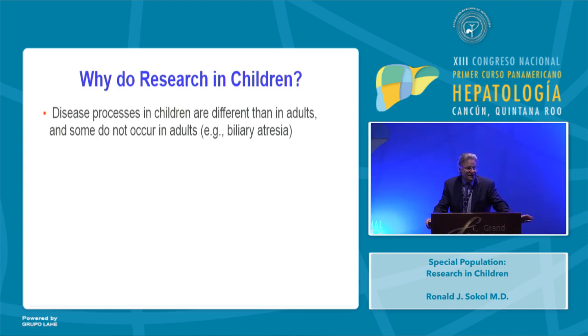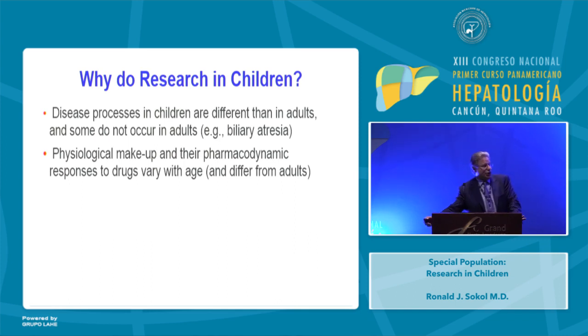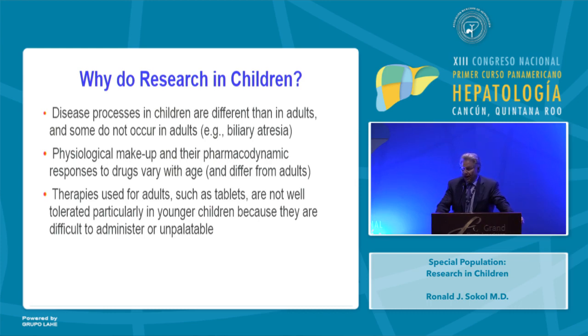So first of all, why is it necessary to perform research, and particularly clinical trials, in children? Well, disease processes in children are clearly different than in adults, and some of the diseases, such as biliary atresia, for instance, don't even occur in adults or even in older children. So we can't take results from adults with primary biliary cholangitis and apply those to a 1-month-old with biliary atresia. Also, the physiologic makeup and particularly pharmacodynamic responses to drugs not only are different in children, but they change with age.